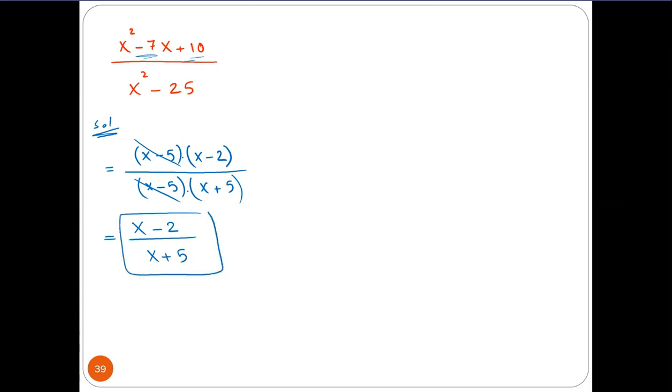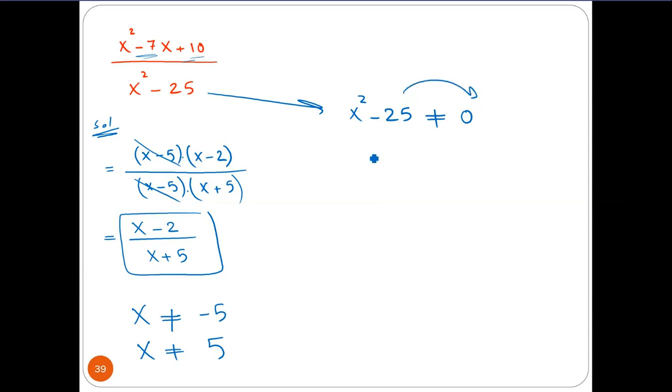What's the restriction here? Restriction: x not equal what? Not equal negative 5 and not equal also 5. Because from here we set x squared minus 25 not equal to 0, right? If we move it to the other side, x squared equals 25, taking the radical, so x not equal plus or minus 5, which is the root of 25. Okay. Any question?